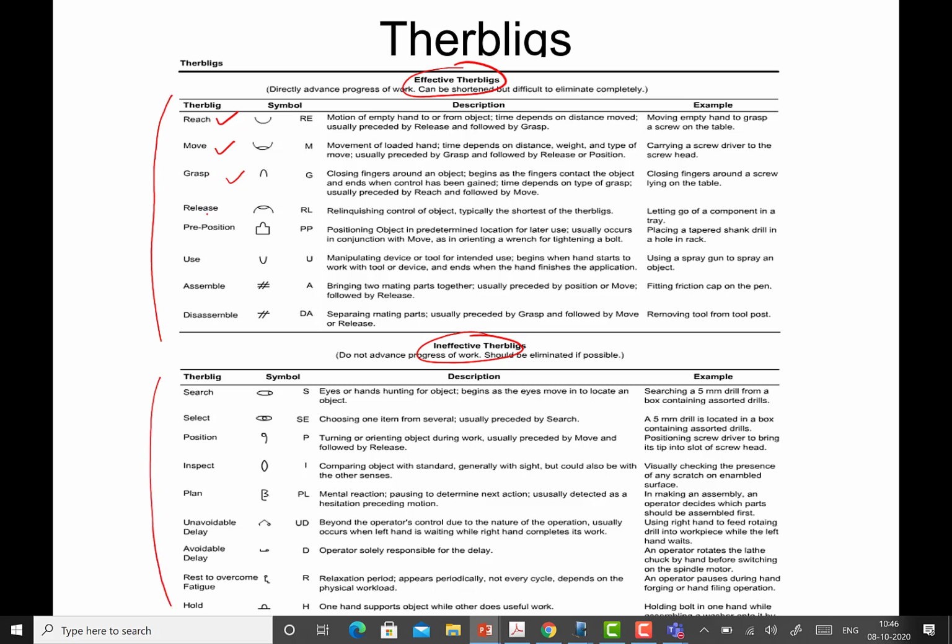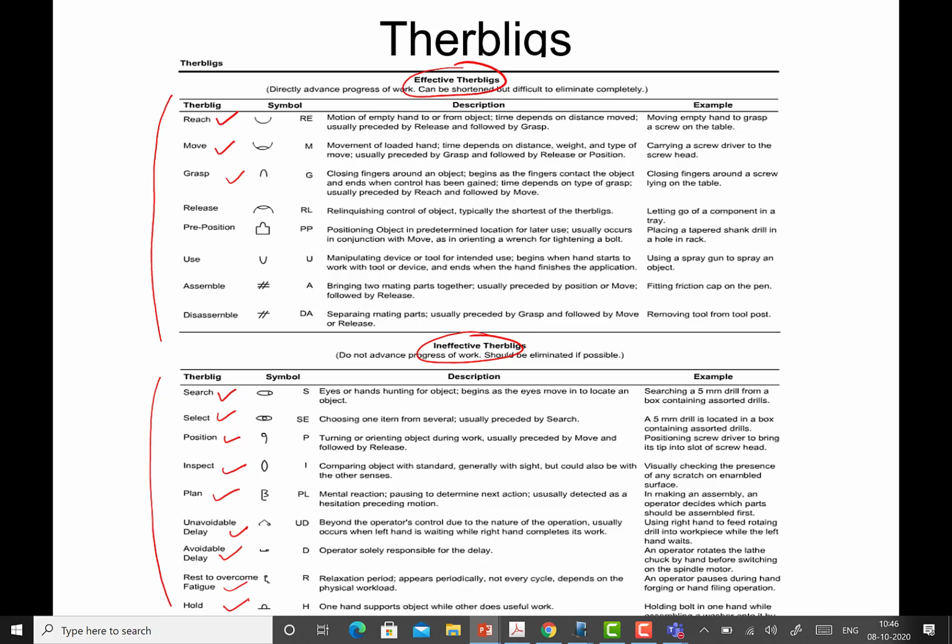Reach, move, grasp, release, preposition, use, assemble, disassemble are the effective ones, and ineffective ones are like search, select, position, inspect, plan, avoidable delay, rest to overcome fatigue, and hold. These are ineffective thermbligs.